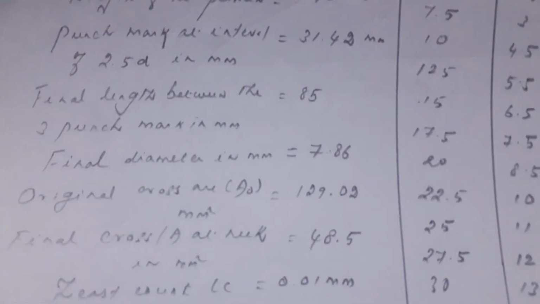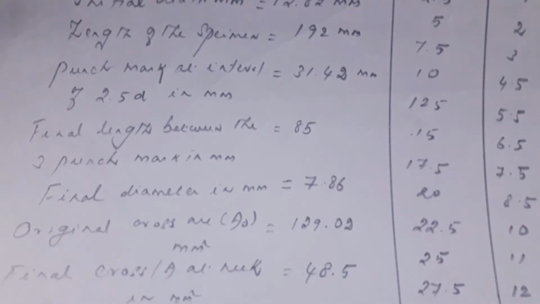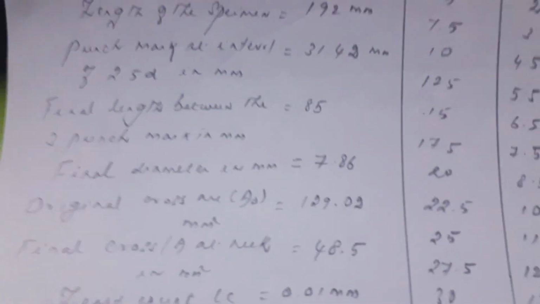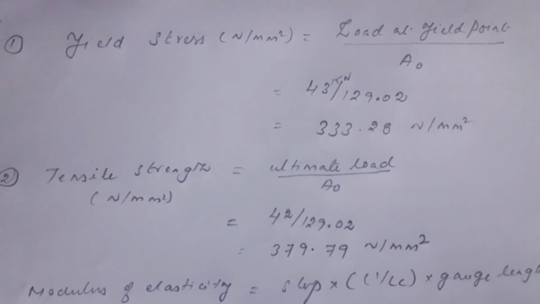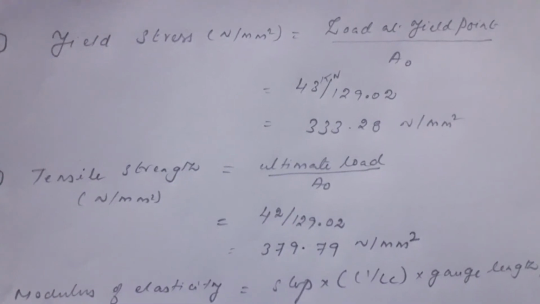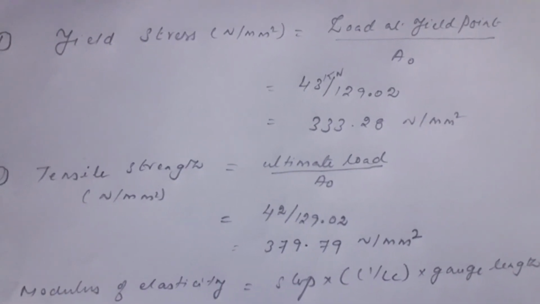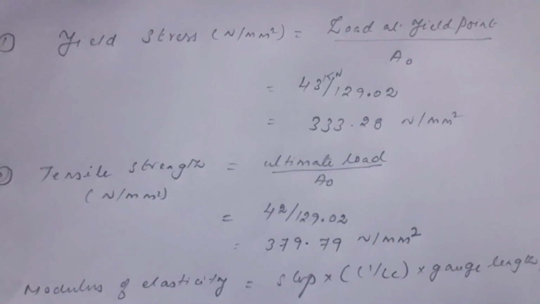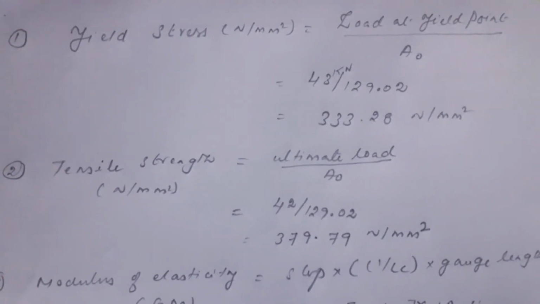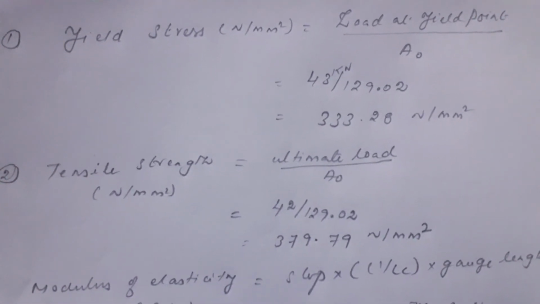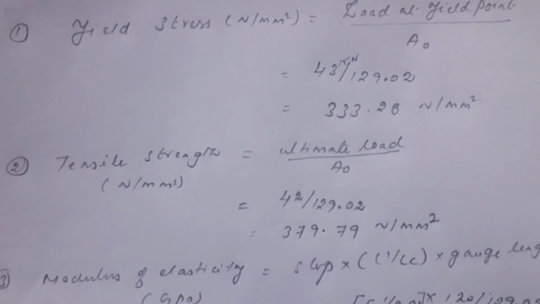Based on this observation detail, we can do the main calculation. Yield stress, the formula is load at yield point by A0. The load at yield point, got from the graph, is 43 kilonewton, and the A0 value already found is 129.02. The answer is 333.28 Newton per mm square.